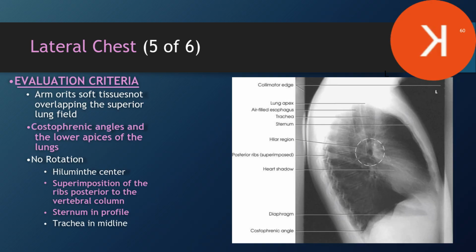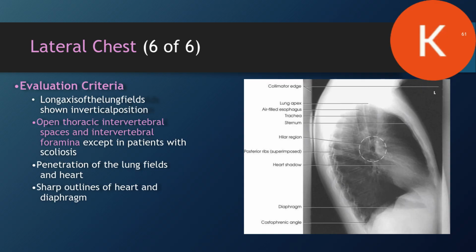If you look at this picture, it shows no rotation, how it looks in a lateral chest x-ray. In the middle here, we see the trachea. Right below that, we have the hilum in the center. Superimposition of the posterior ribs on the vertebral column. We don't see that spiral effect in the ribs on the back. It's perfectly superimposed. And then we see the patient's sternum in the front, and the trachea and the costophrenic angles look good.